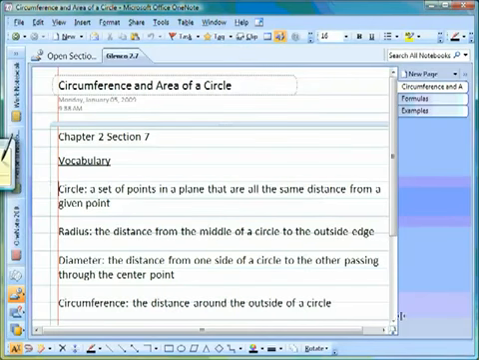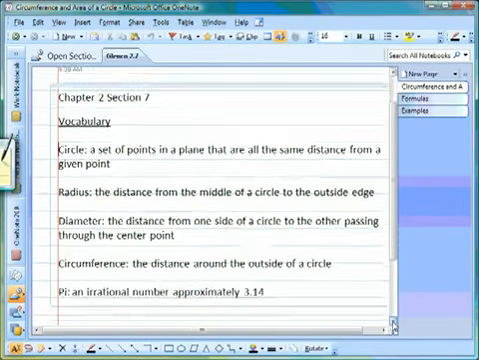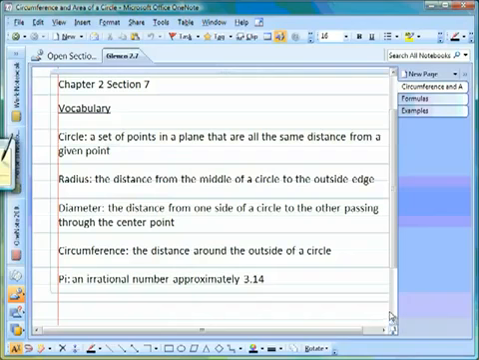Here are a list of vocabulary words that you should be familiar with. You need to know what a circle is, obviously. You need to know what a radius is. The radius is the distance from the middle of a circle to the outside edge. The diameter is another important thing to know. It's the distance from one side of a circle to the other side if you're passing through the center point of the circle. The circumference is the distance around the outside of a circle. And the last thing that's new to us is that we're going to work with pi. Pi is an irrational number that's approximately 3.14.